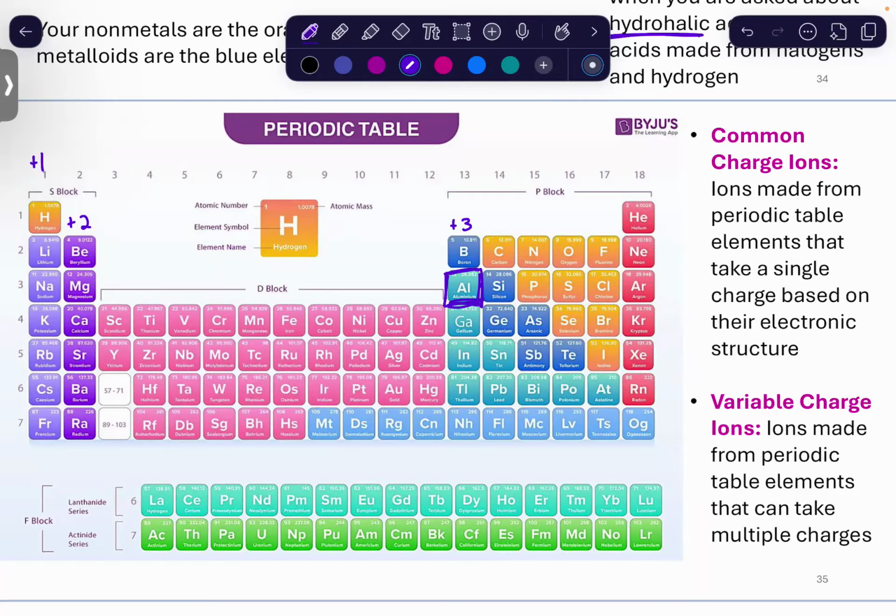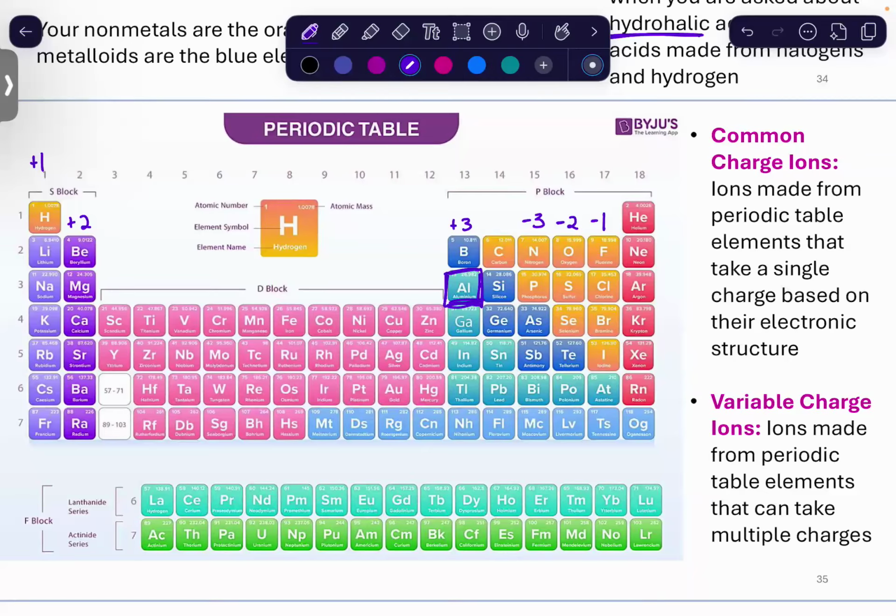Now we want to go over to the right and start going backwards. Your group 17 will take on charges of -1. Group 16 will take on charges of -2. And your group 15 will predominantly take on a -3. It starts to change a bit as we get down to your metalloid antimony and your metal bismuth. Those can vary a little bit, but we're not going to go super deep into that. I just want you to know this general trend.